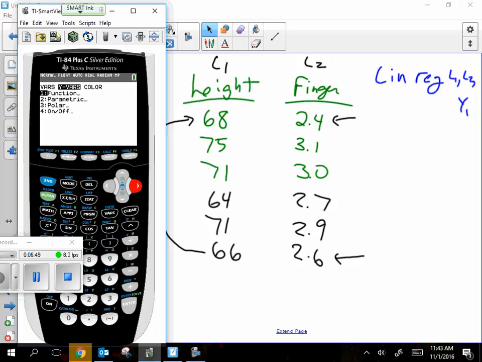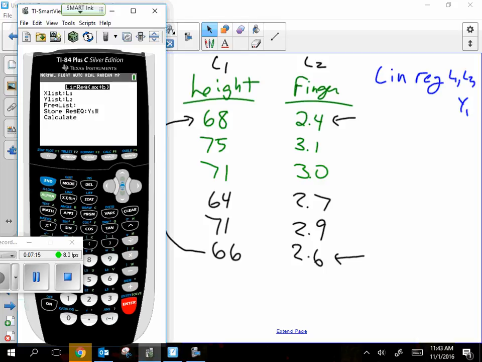Now, which of these do you think it is? Do you even know what parametric and polar are yet? No, you will by the end of the year, but you don't yet. So, of course, we're not going to use those. We're going to use just function. And then, do you see Y1? Hit enter. That goes again under vars, Y vars, function. And this is, again, your first call for help is right across the aisle from you.